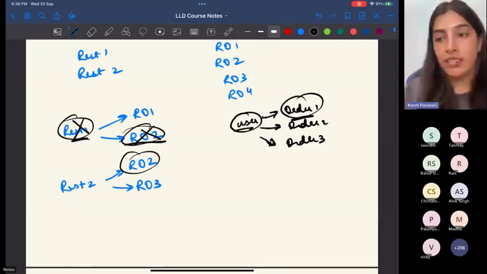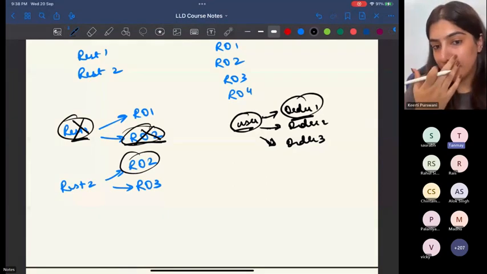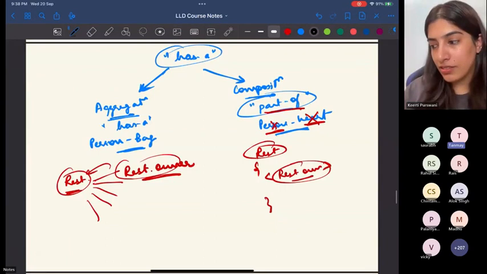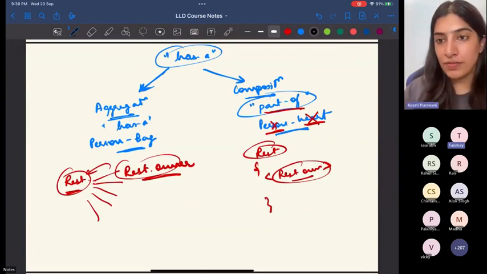Does it make sense? One last question. Subclass. You said the has-a relationship has two types, aggregation and composition, right? And you also said that composition is called part of. So can we use has-a and part-of interchangeably, or do we need to separate part-of and has-a relationships? You can use has-a for both.